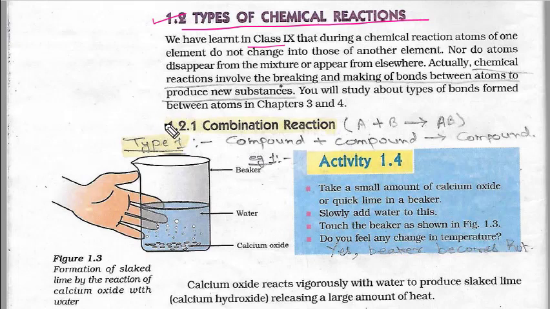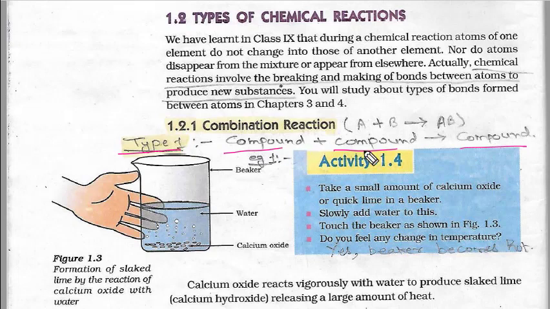So our first type of chemical reaction is the combination reaction. As its name suggests, here two or more reactants combine. Clear? When two or more reactants combine to form a single product, that is called a combination reaction. So here we have actually three types of combination reaction. Type 1 is compound plus compound gives compound.